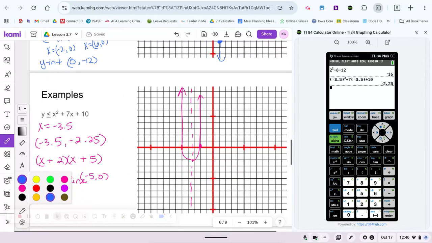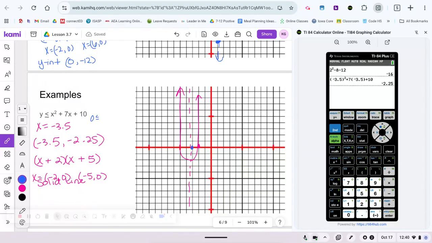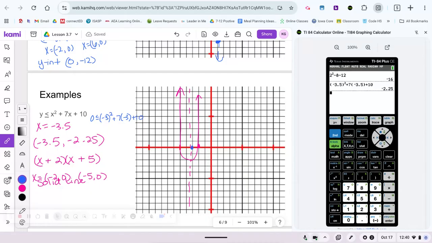And then we'll pick a point inside that. So let's go with negative 3, 0. So if y is 0 and x is negative 3, that gives me negative 3 squared plus 7 times negative 3 plus 10 is negative 2. Is 0 less than or equal to negative 2? No. So I do not want to include that point in my shading. So I'll shade everything on the outside of the parabola, all of this area.